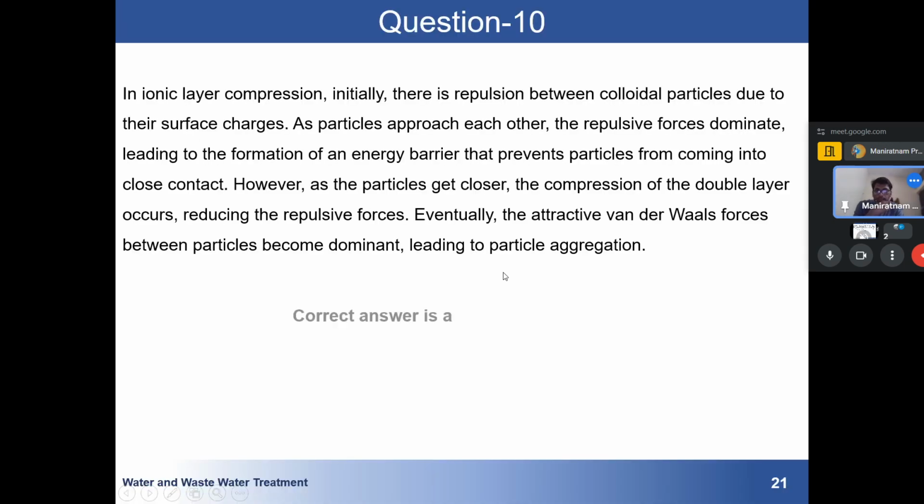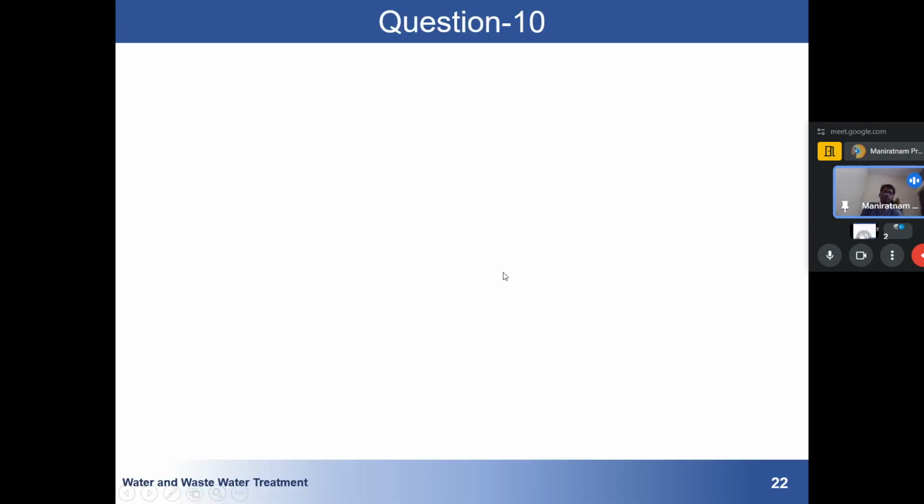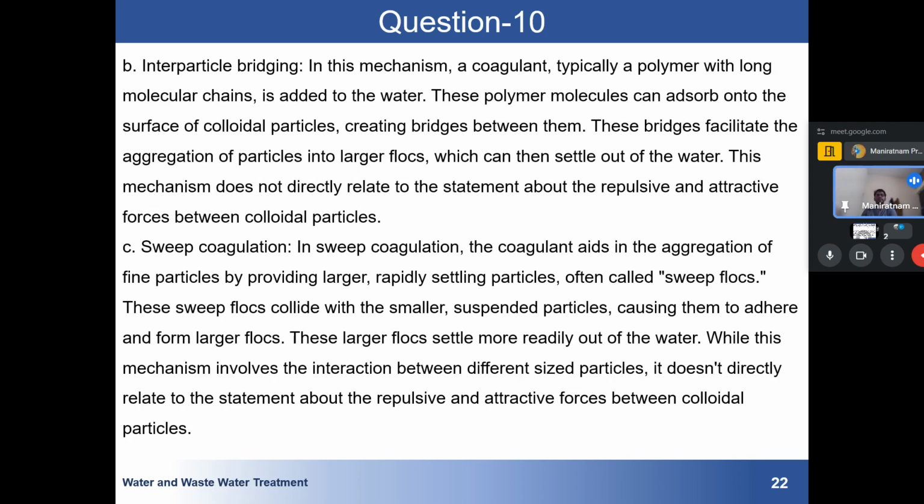So the correct answer is A. Before discarding those two options, I will also be discussing interparticle bridging.